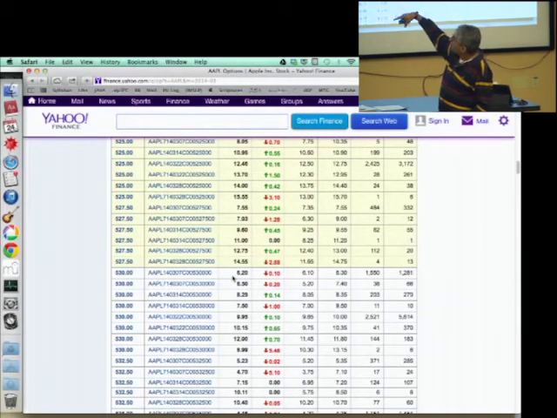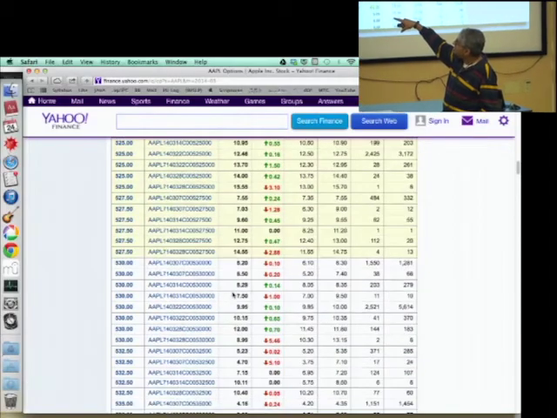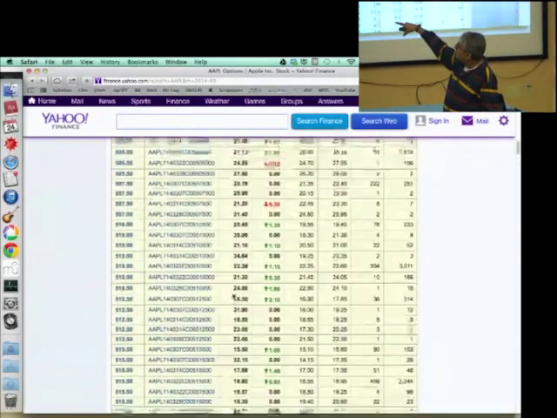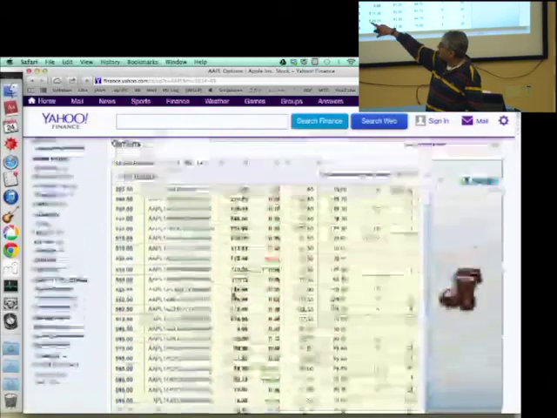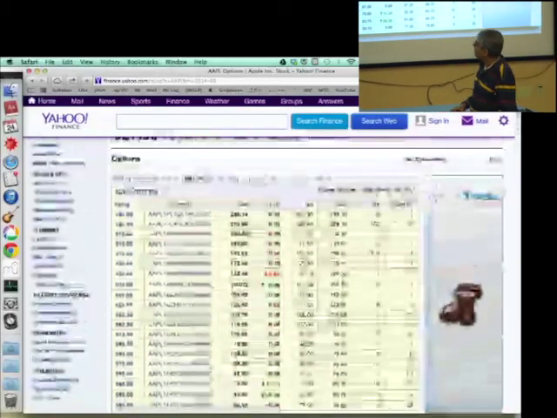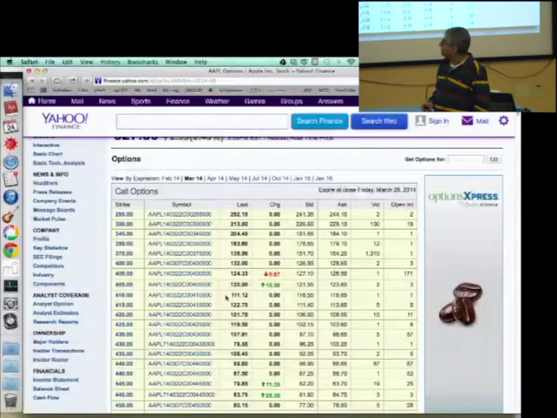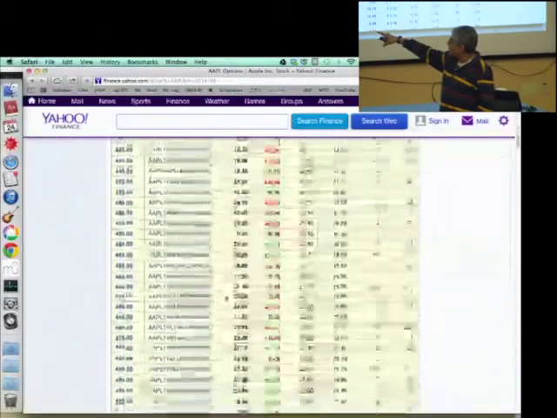What's the first column? Go back up. I want to look at the headings of the columns. Open interest. Okay, the last price, change, bid, ask. Okay, go down now. I've seen it. So look at the bid ask prices.